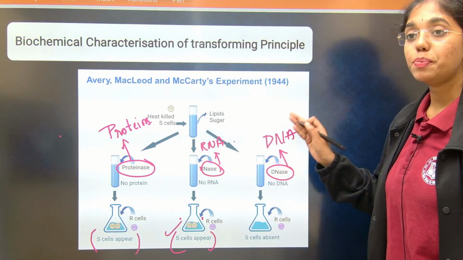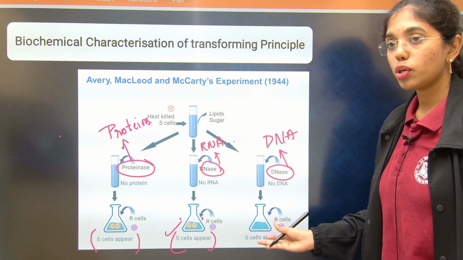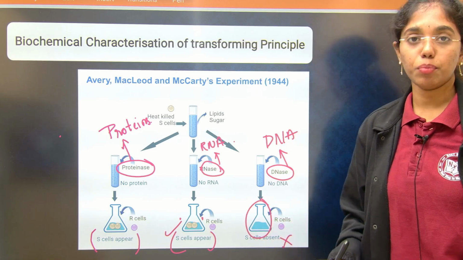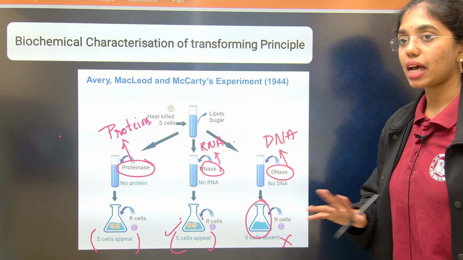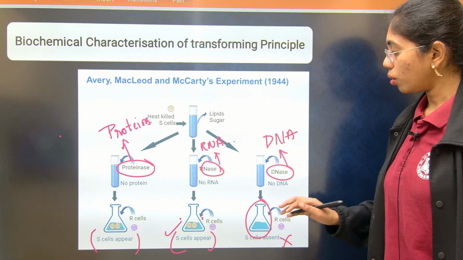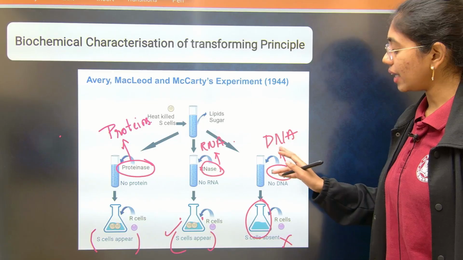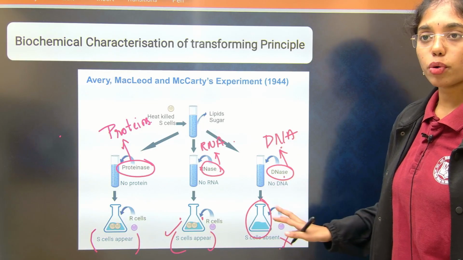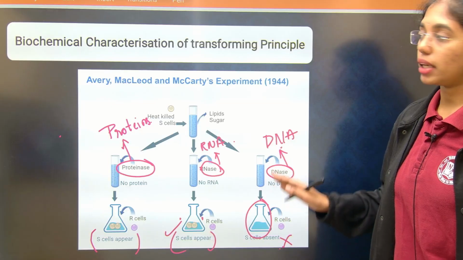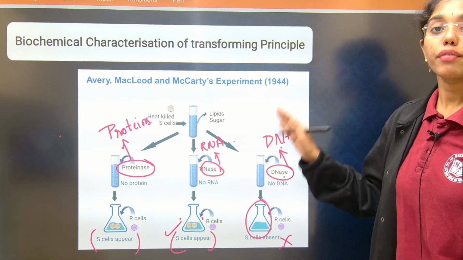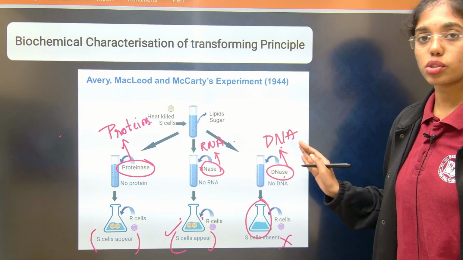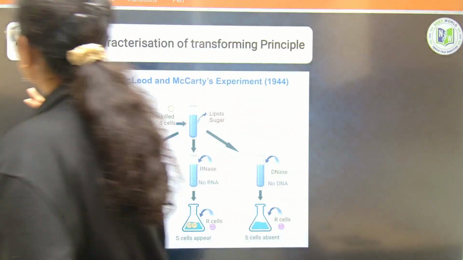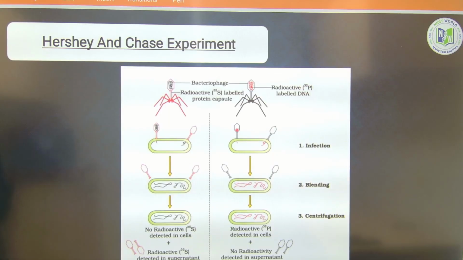Thereby, when DNA is degraded, if you see, the mixture doesn't have S cells anymore. The transferred cells are not present anymore. So, when DNase degrades the DNA and later you cannot see the S cells, this has proved that DNA is the genetic material that is transferred from heat killed S strain to R strain and made the R strain virulent. Clear, right? This is about the biochemical characterization.